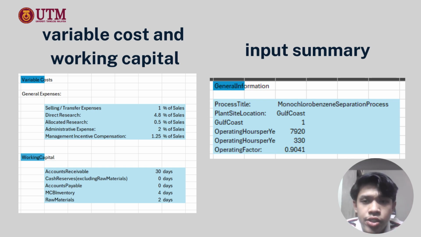From the question, for the variable cost and working capital, it is stated that the general expenses are selling, direct research, allocated research, and administrative expenses, and also the working capital. They also stated that accounts receivable is 30 days, as stated in this slide. Next, the inputs that have been given are the process title, the location, operating hours, and operating factors.